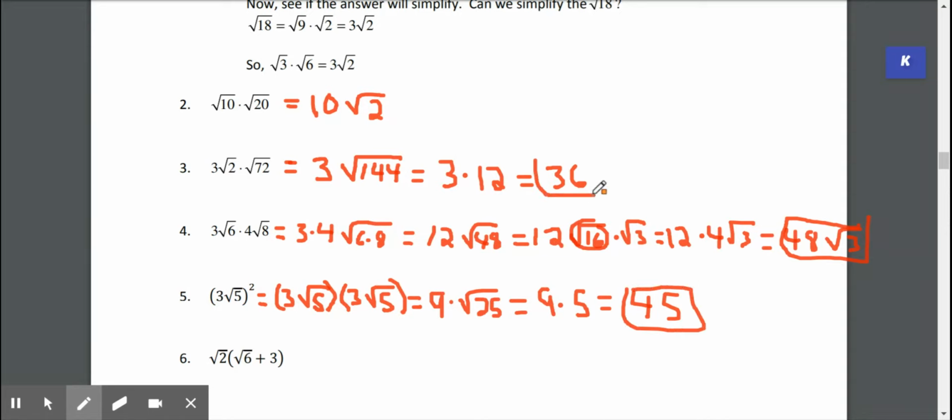Okay, so we have a couple rational values when we're done simplifying, and a couple irrational in simplest form.